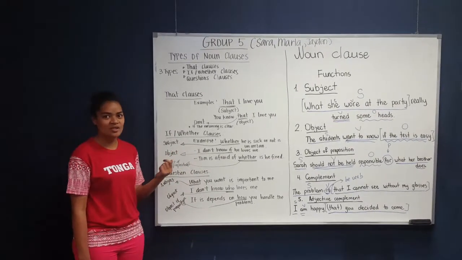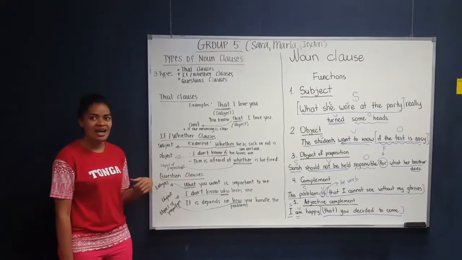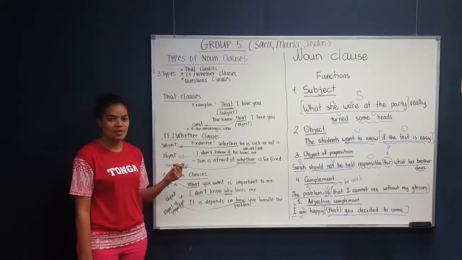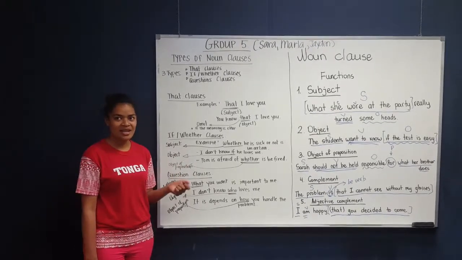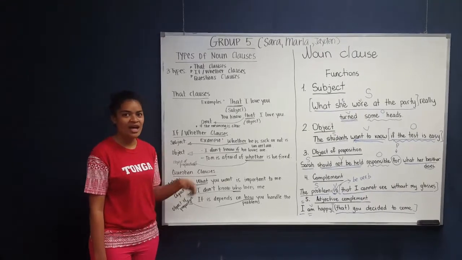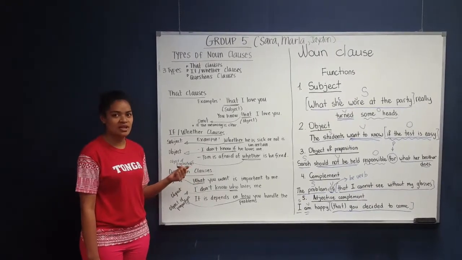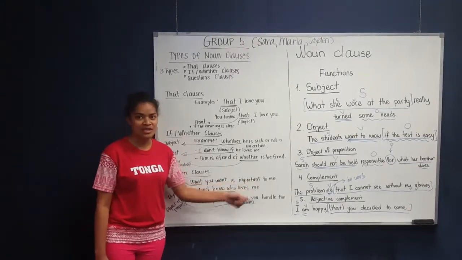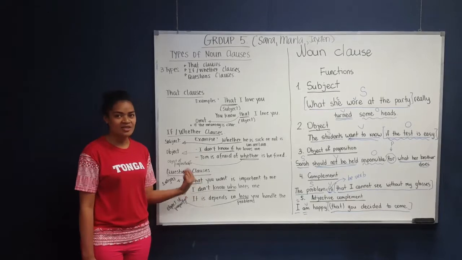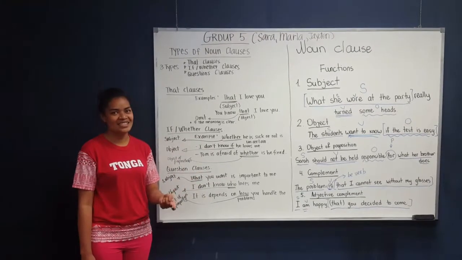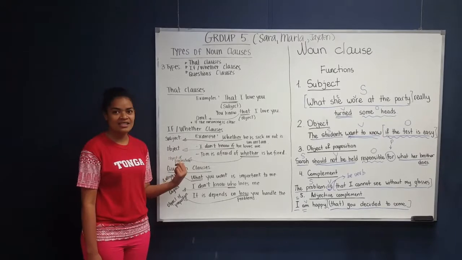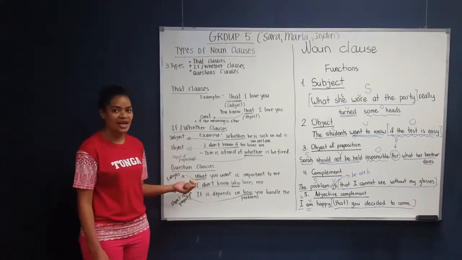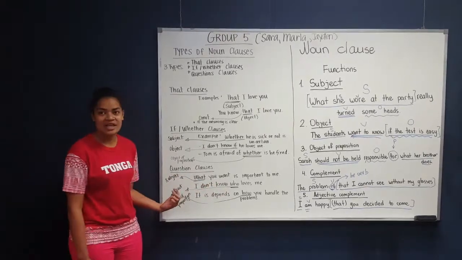The last type of noun clauses is question clauses. Question clauses are also dependent clauses that begin with a subordinator such as who, what, where, when, or how. For example, first one: what you want is important to me. What as a noun clause in that sentence is a subject. The second example for question clauses is I don't know who loves me. Who in that sentence is an object.